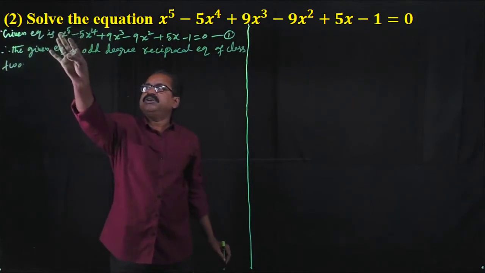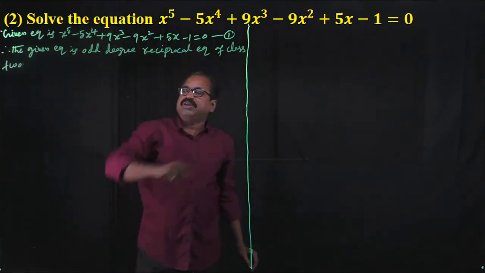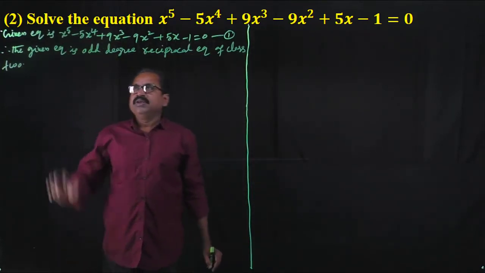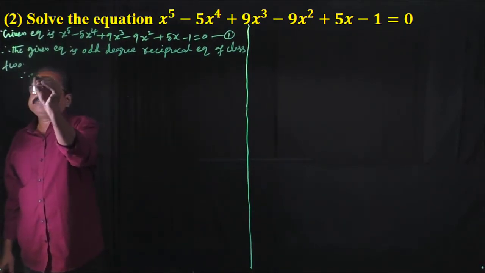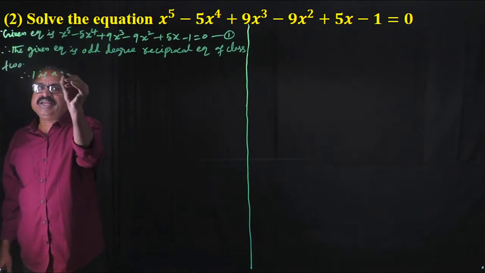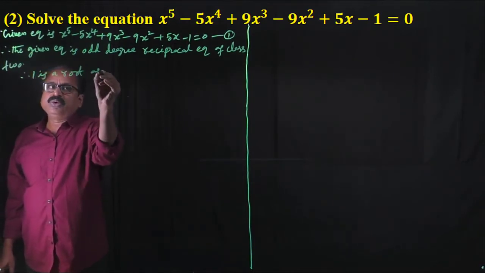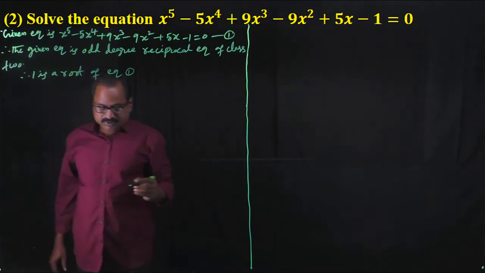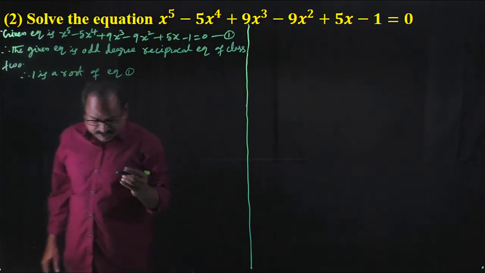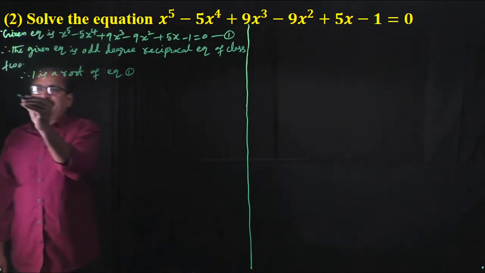Here put x is equal to 0, we get minus 1. So this is class 2. X power 5 is odd degree. Therefore, 1 is a root of equation 1. Using synthetic division.